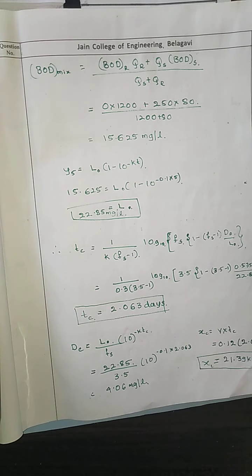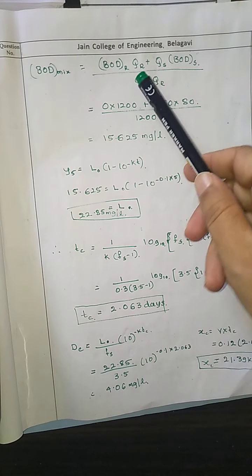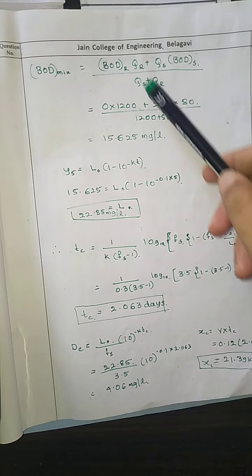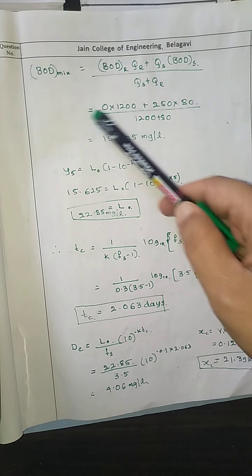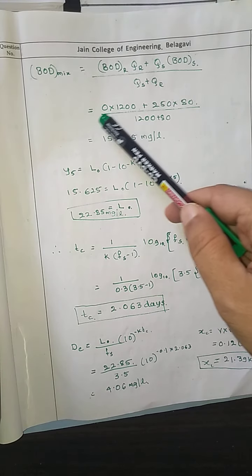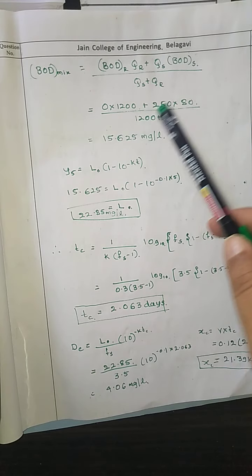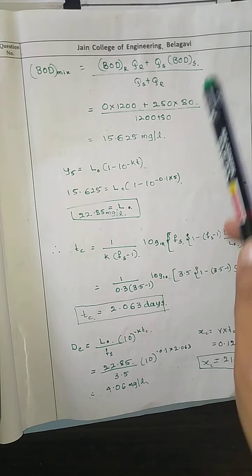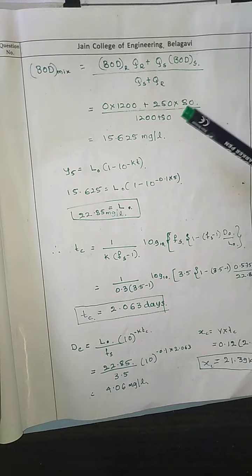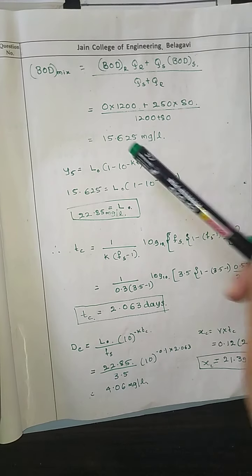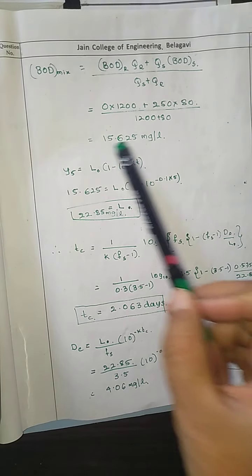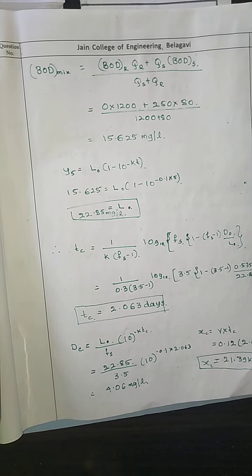Next is the BOD of the mix. Again we need to find the BOD of the mix and the corresponding L naught. So BOD of the mix: for the river it is 0, the BOD of the river is 0, and for the sewage it is 250 into 80. 250 is the BOD, and 80 is the quantity of sewage water. Then we divide it by the total flow. So BOD of the mix is 15.625.